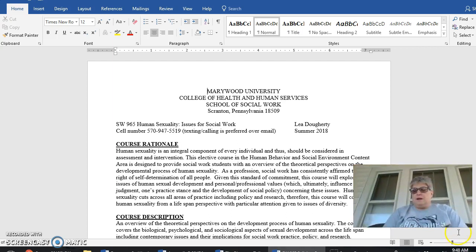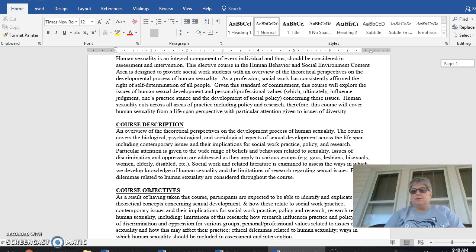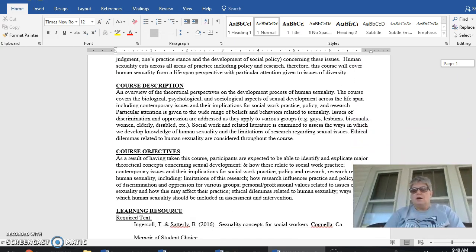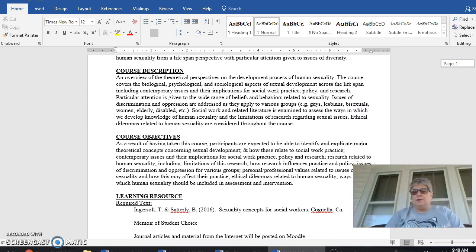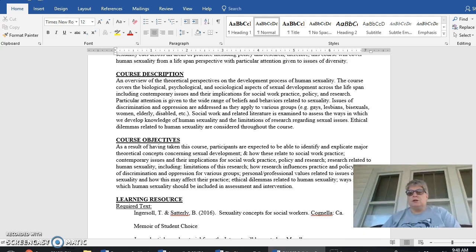So I think we've done an intro of what this is, the rationale, that we are going to basically build on everything that you've learned thus far, or the things you're about to learn, and tie it into human sexuality. The description is that we will look at some of the theoretical perspectives, particularly lifespan, but the biological, psychological, sociological, as they relate to human sexuality and the intersection with practice, policy, and research.